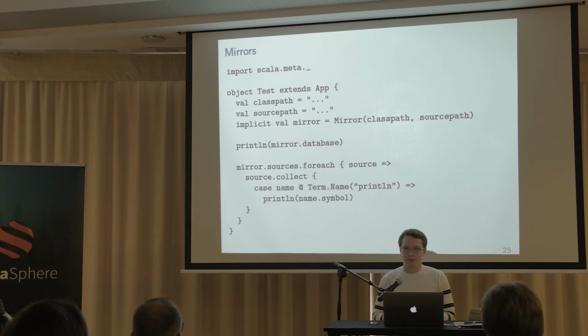And we also get the source path, because semantic databases refer to source files. So we need them to resolve information. First of all, once we have a mirror, we can obtain the database and maybe do some low-level stuff with it. That's the first layer of the semantic API. And secondly, here's the high-level layer. So we can traverse the sources that are listed in the semantic database, and we can resolve names there. So in the last 6 lines of code, in this small snippet, we go through all the sources, we look up all identifiers that are called println, and then we figure out what these identifiers mean.